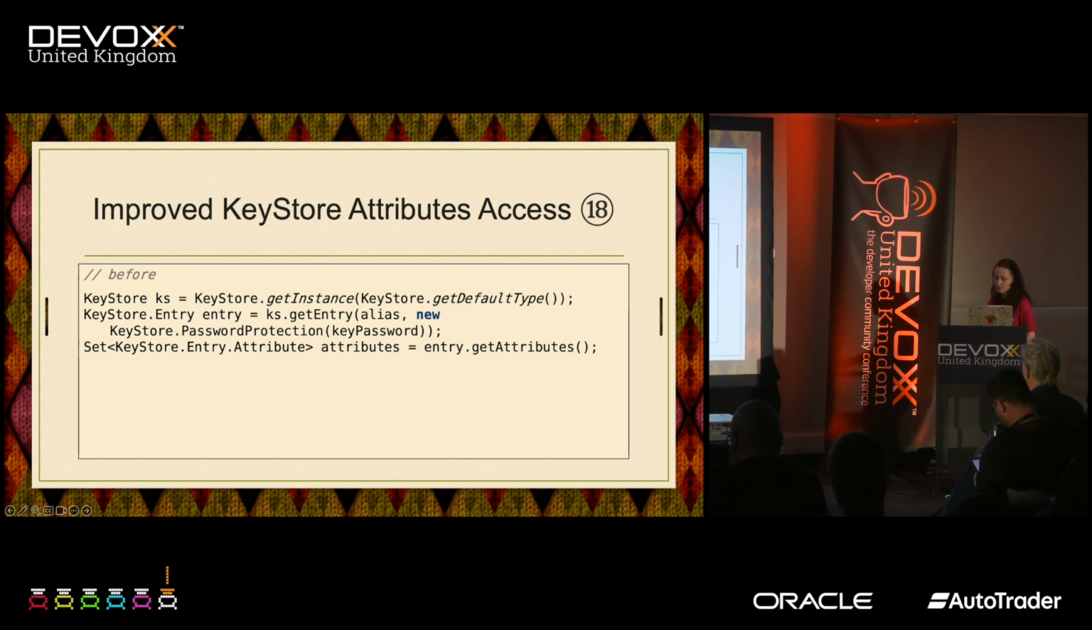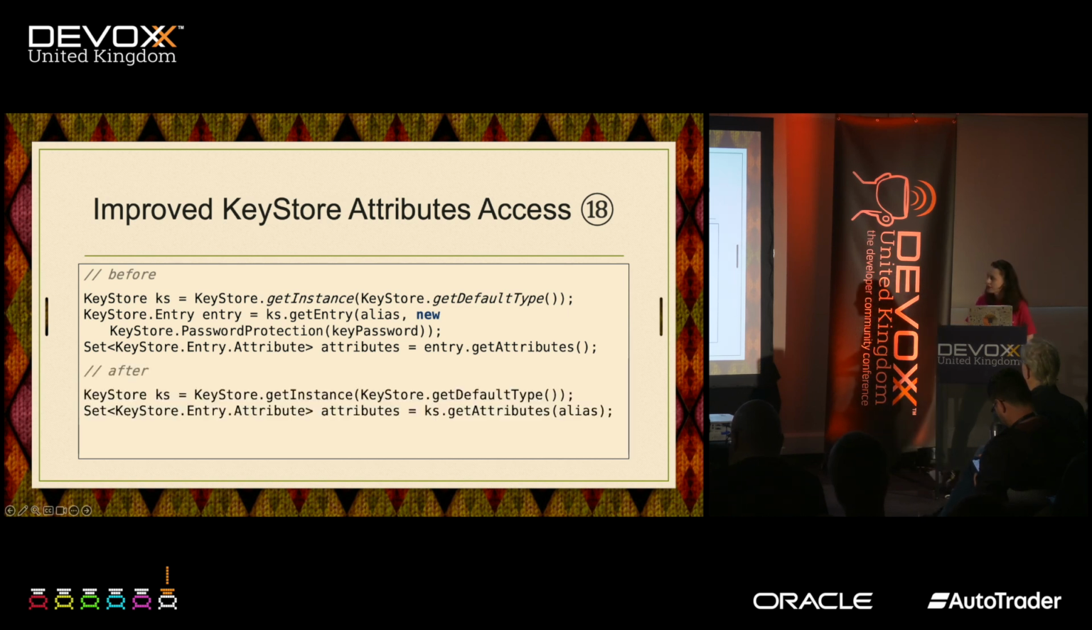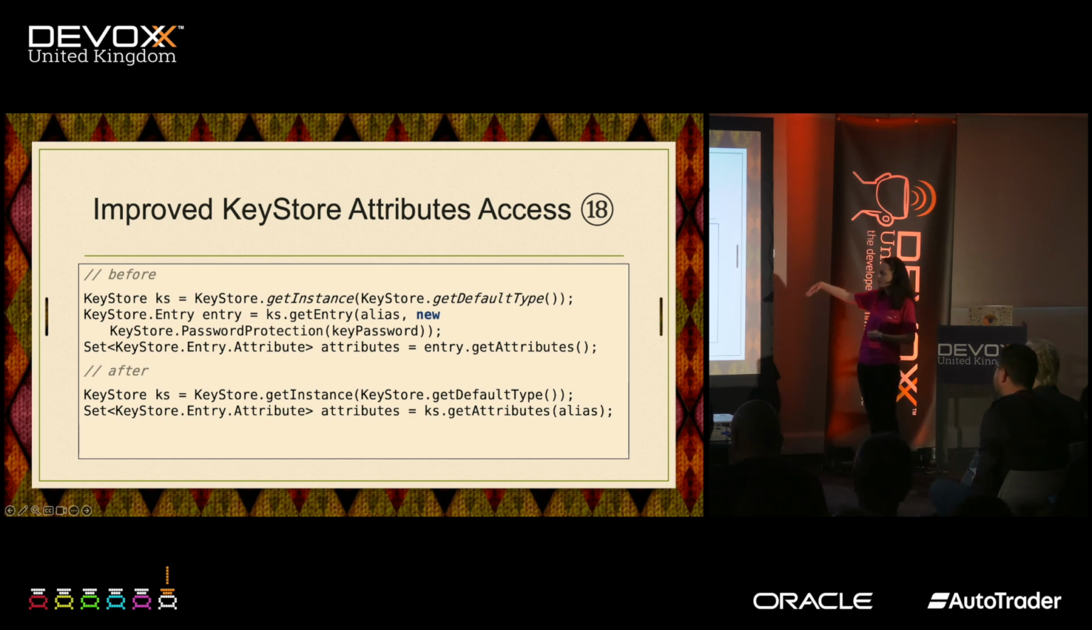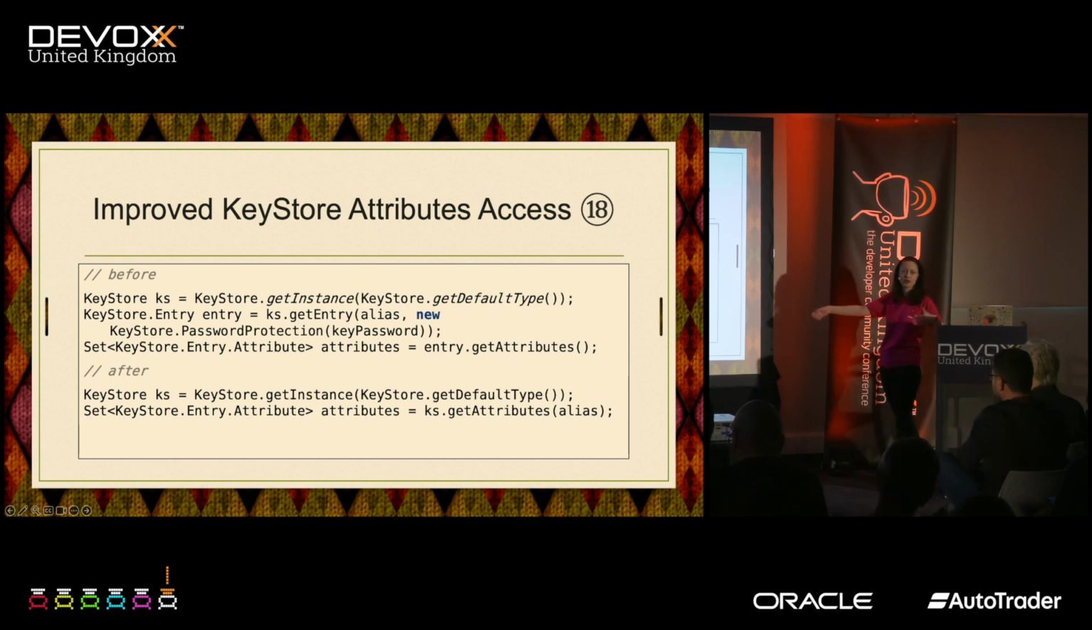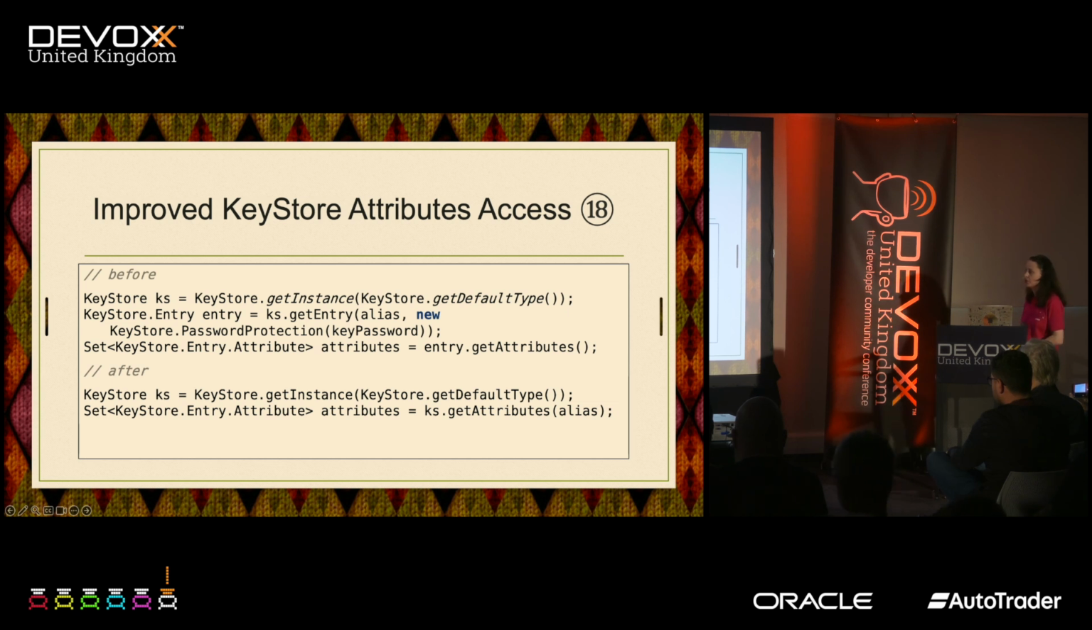So in the new API, there is no need for the extra hoop to get also the password, not just the alias, just to get the attributes of a specific entry in a key store. You just use KeyStore.getAttributes based on the name of the alias of that key, and you get the attributes there. So no need to know the password anymore. Fewer objects are used in this operation as well.